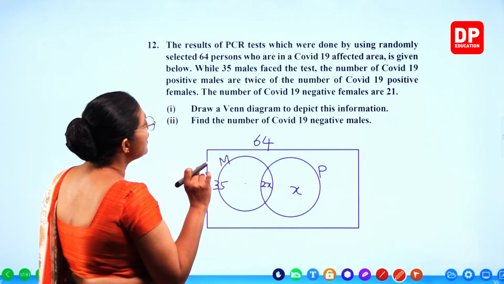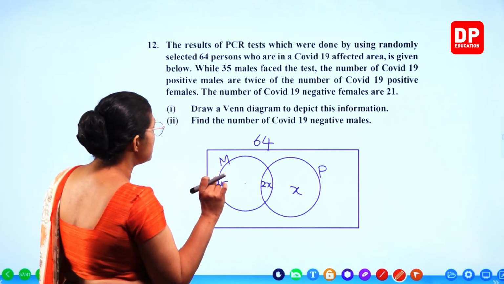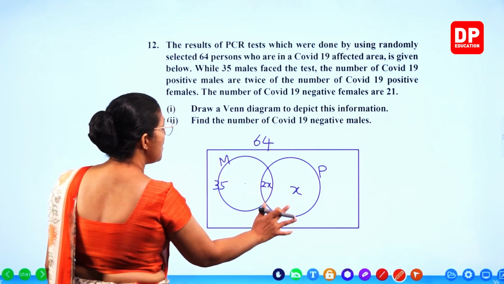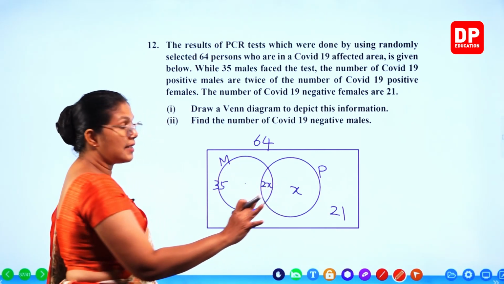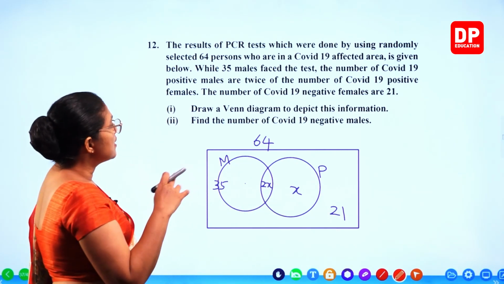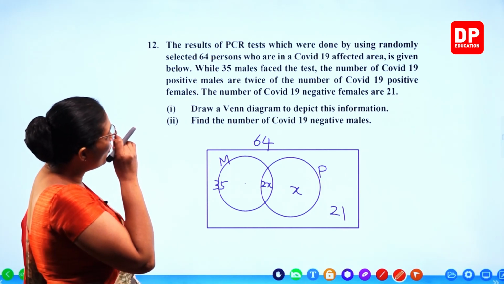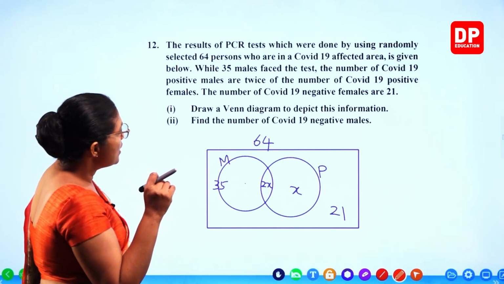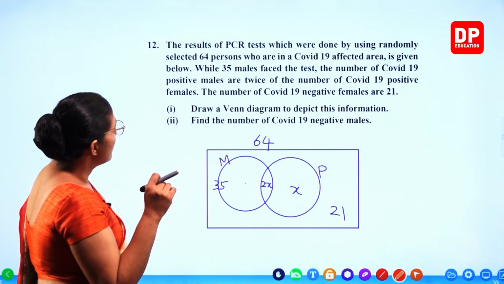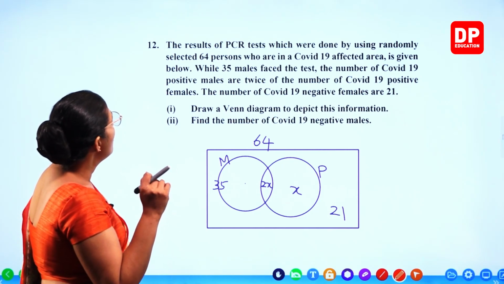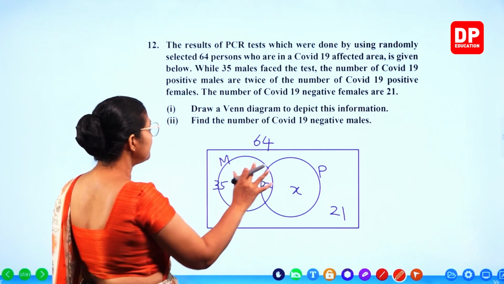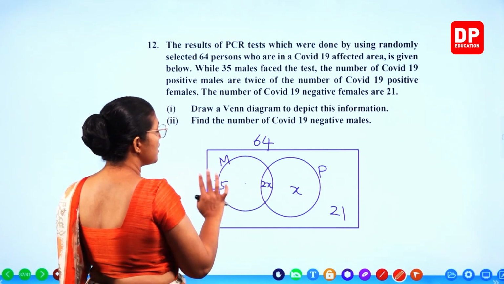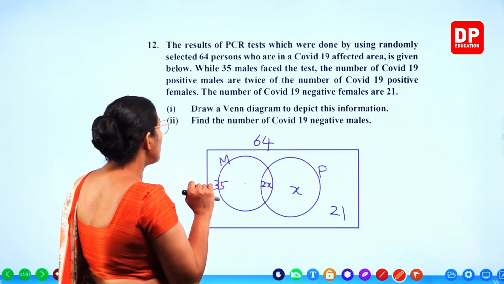The number of COVID-19 negative females are 21. So negative females means outside. This is females outside the male circle as well as the circle that is positive for COVID. So that's 21. Now find the number of COVID-19 negative males. We have to find this part. So let's try to solve this equation.